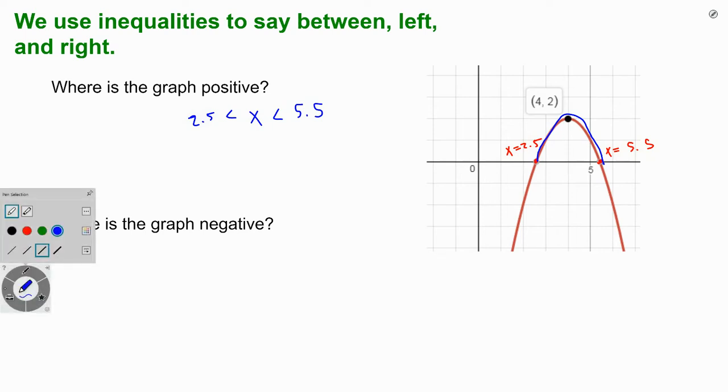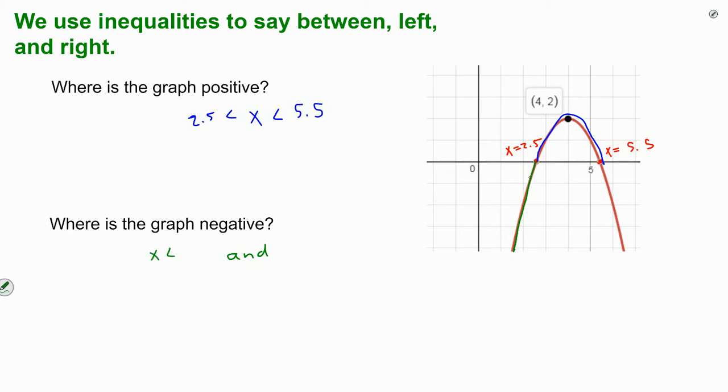Now for negative, there's 2 spots. So we're going to have an and in the middle. So we'll have one inequality and another inequality. So this first section right here, we're talking to the left of 2.5. So we're saying x is less than 2.5. So all of my x's that are smaller than 2.5, that's where the graph is negative. And also to the right of 5.5. So I would say x is greater than 5.5. And that's it. That's how you use inequalities to describe where a graph is positive, negative, increasing, and decreasing.